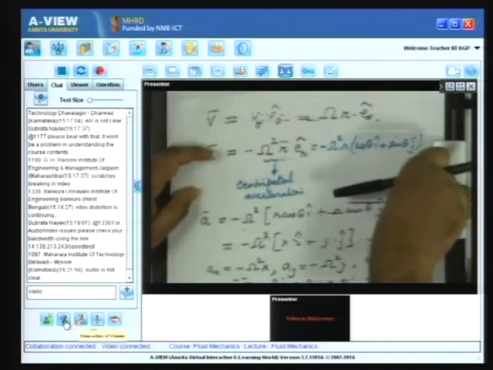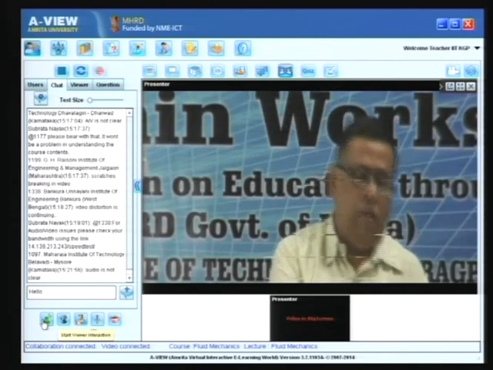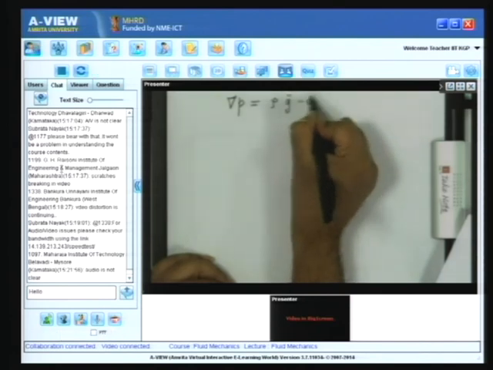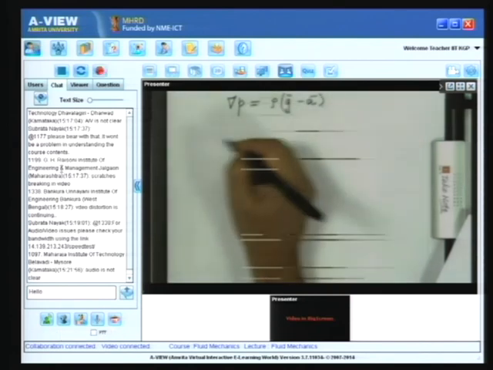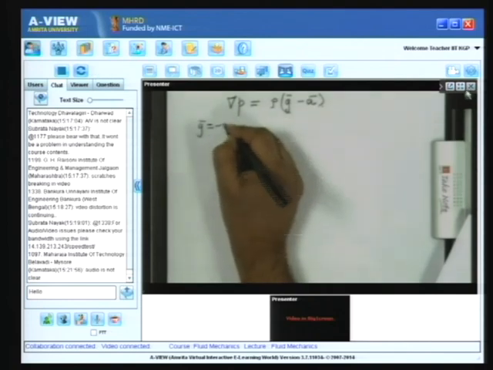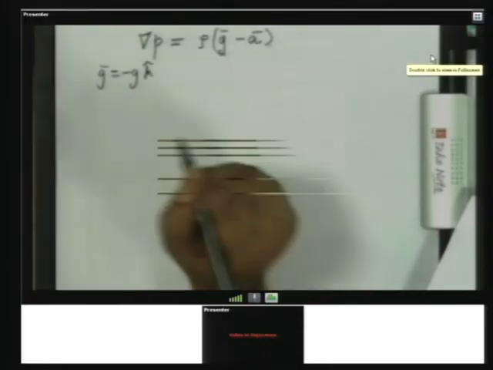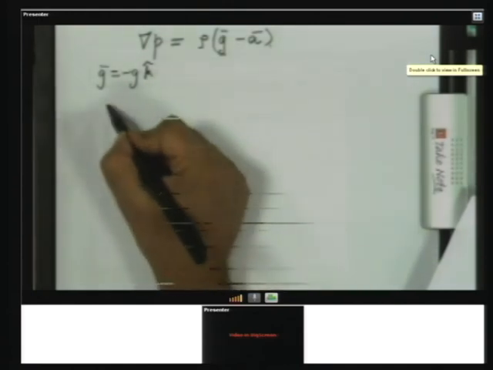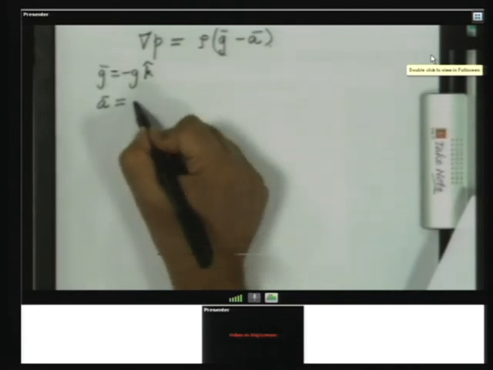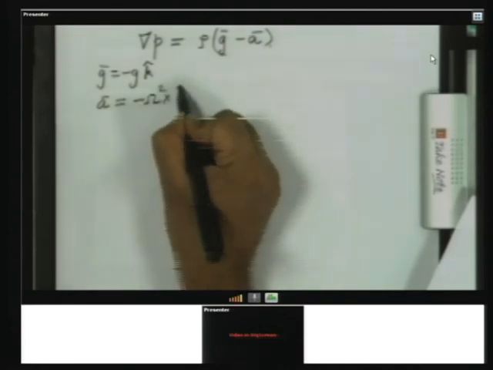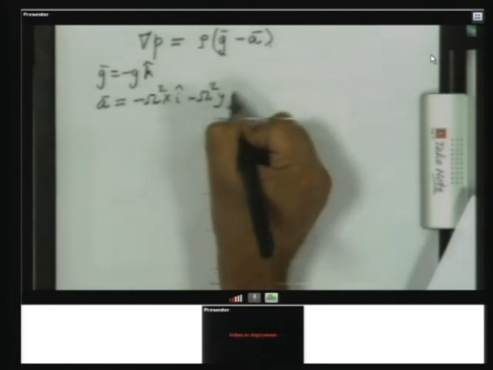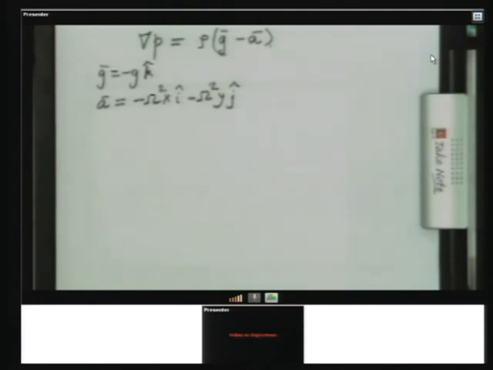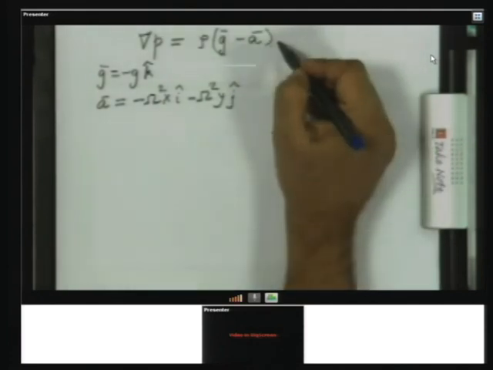Now, you go to this equation, grad p is equal to rho (g minus a). For this case, your g is still minus g k, as in the previous problems we have solved. Z axis is vertical and pointing upwards, and the acceleration we have found is minus omega squared x i minus omega squared y j. So, I will first do it in Cartesian coordinates. Look at the x, y and z components of this vector equation.